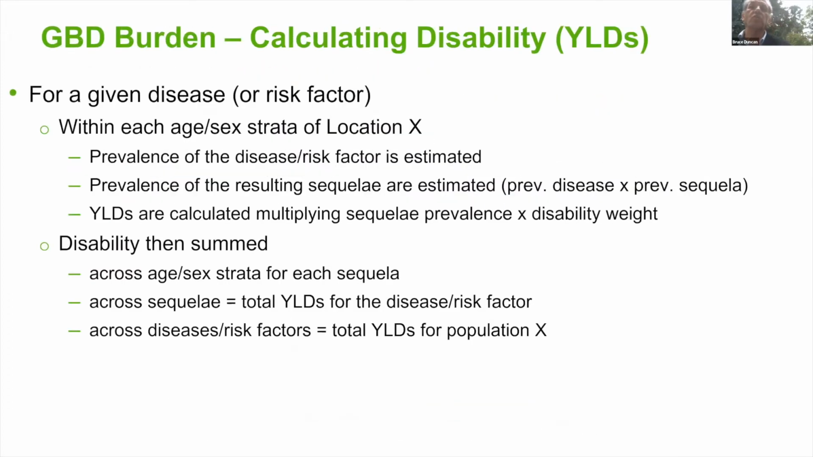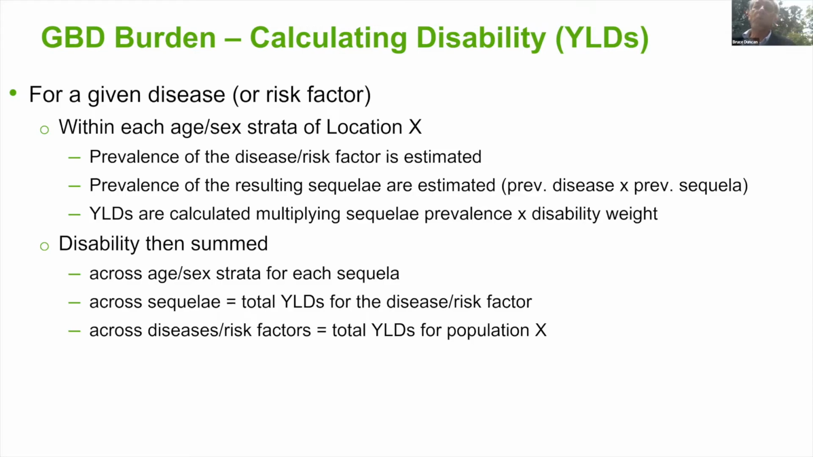So to calculate the YLDs, or the burden due to disability or morbidity, for a given disease, and it can be done separately for a given risk factor, within each of the age and sex strata, because everything is done in GBD on strata of age and sex of a given country's location X here. First, you start with the prevalence of the disease or the risk factor. For example, diabetes. Say the prevalence of diabetes in the age strata of men from 60 to 64 years of age is 20%.